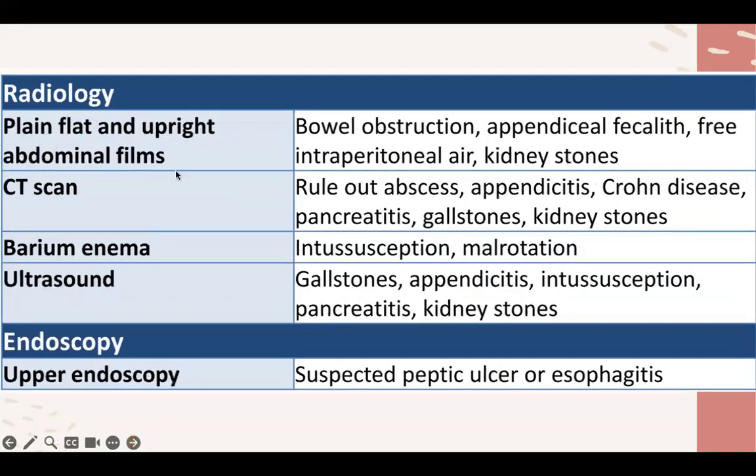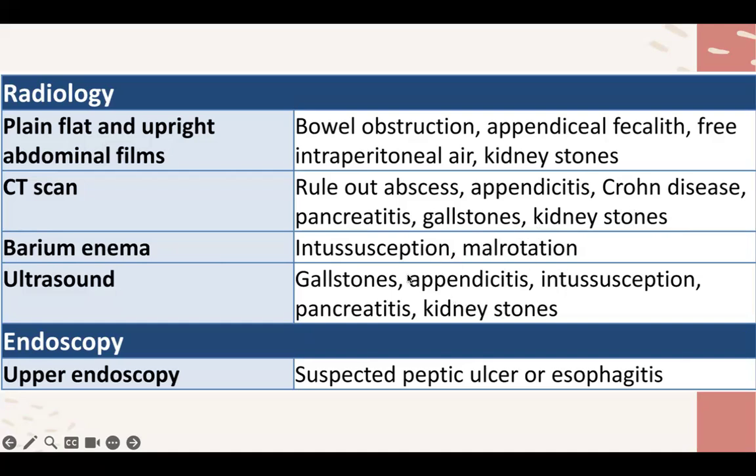Radiologically, upright abdominal films and plain flat films are important to look for bowel obstruction, appendiceal leak, free intra-abdominal air, and kidney stones. CT scan helps rule out and establish the diagnosis of appendicitis in some cases, Crohn's disease, pancreatitis, and gallstones. Whenever there is doubtful pancreatitis, you need to do a CT scan, and in other cases when you are suspecting complications as well.